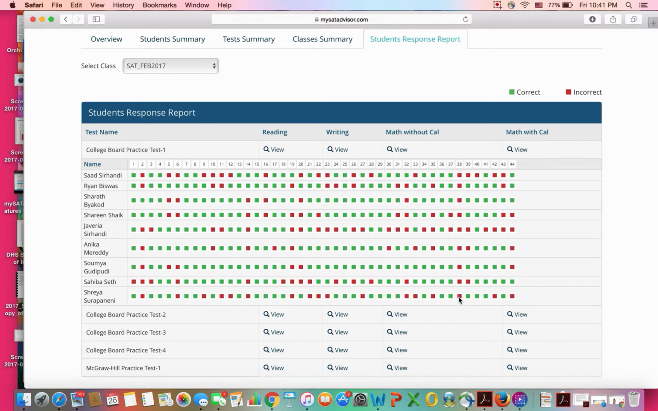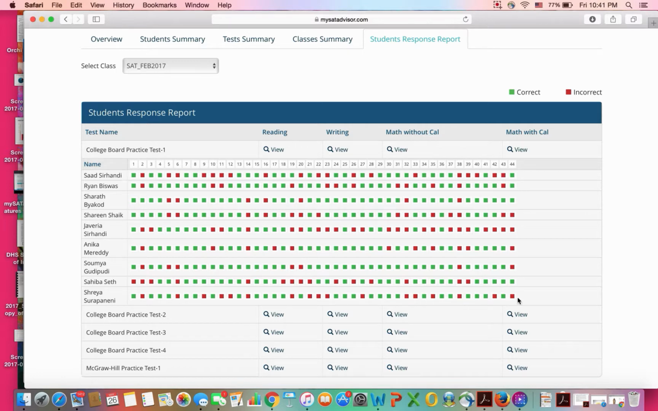As an educator, I can look at this question number 38 right away and know that, okay, I should spend a significant amount of resources and time to make sure that my students really understand this concept, because clearly they were tested on it and all of them got it wrong. So must be some gaps in the understanding.